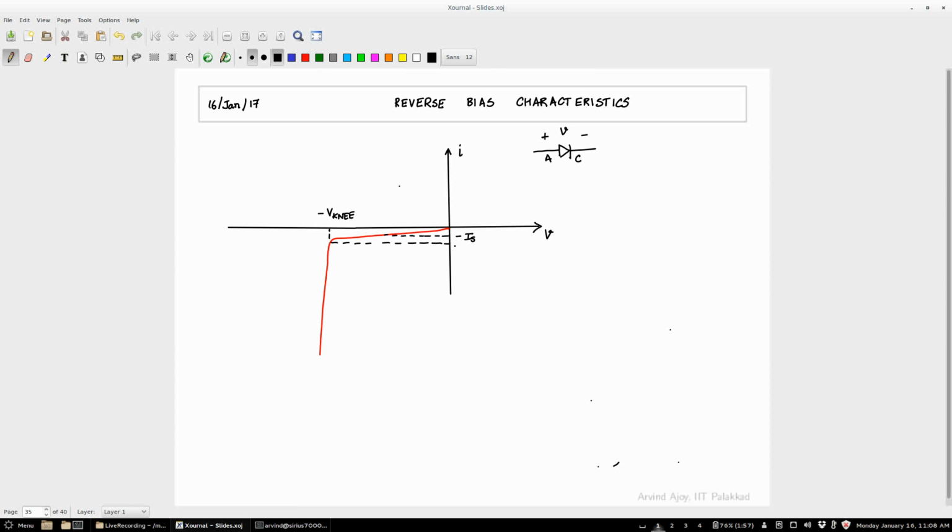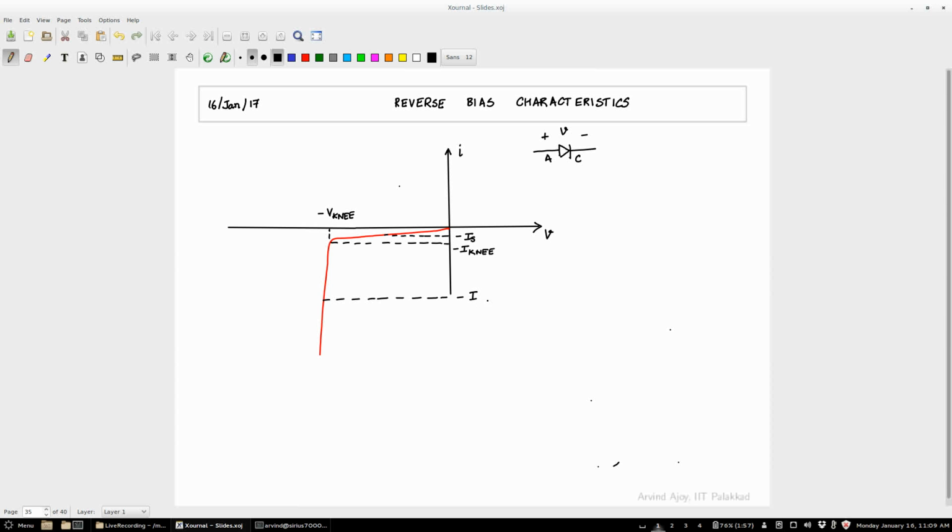Okay. Then you can talk of a voltage here and a corresponding current. Okay. This is called the knee voltage. So I call this minus V knee. Why I am putting the negative sign will become evident soon. Okay. And this is your minus I knee. At that voltage, you see that the characteristic changes significantly, right? From this very low current, it changes into this almost vertical line.